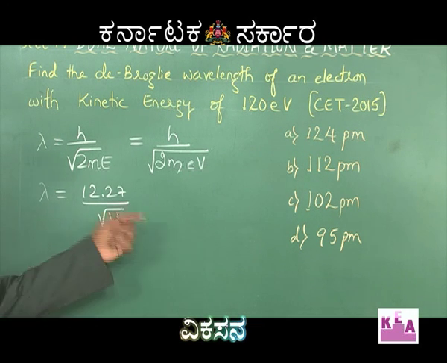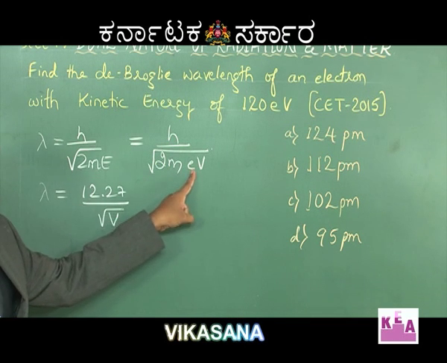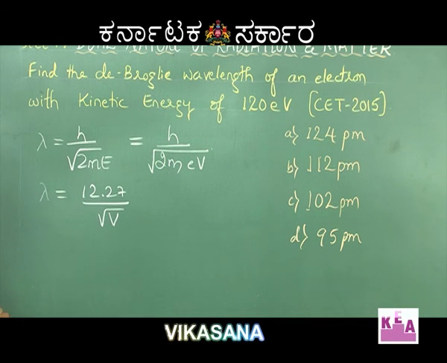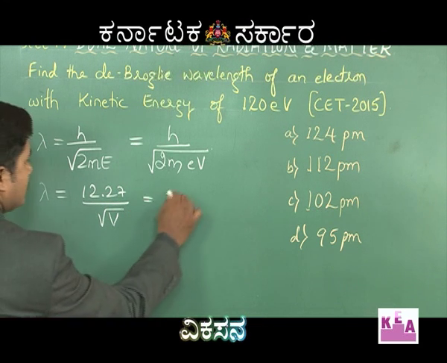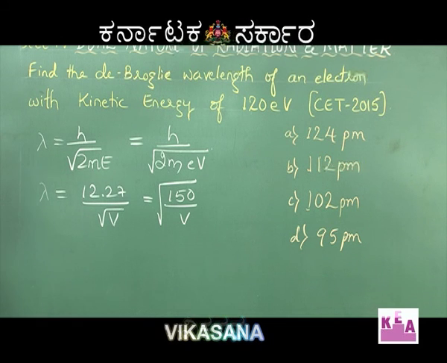So how did I write this formula? By substituting these standard values for an electron. This can also be written in some other form, that is lambda is equal to root of 150 by V. I repeat, lambda is equal to root of 150 by V. This is for an electron. Now here is the solution.